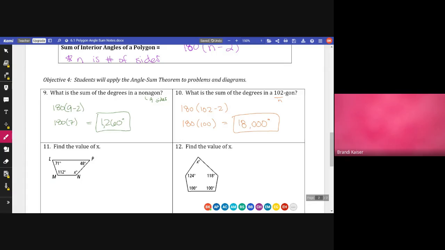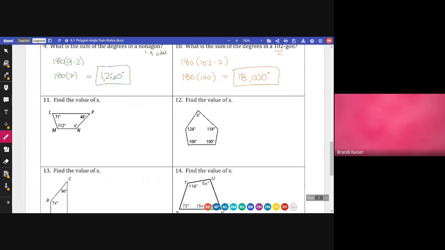Alrighty, so the next few examples are taking this information a step further. If you can pinpoint what kind of shape it is and how many total degrees there should be, can you find missing angles? That's what we're going to work on in the next few examples. So in number 11, it says to find the value of x.